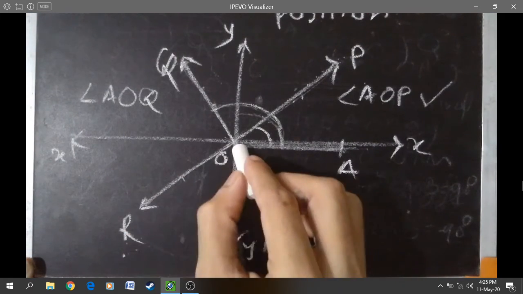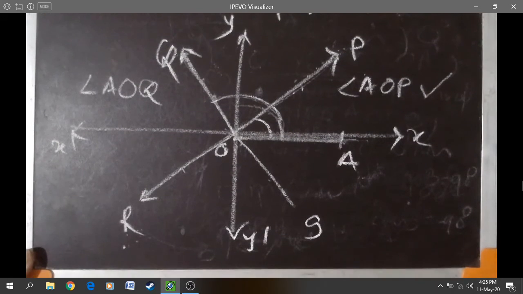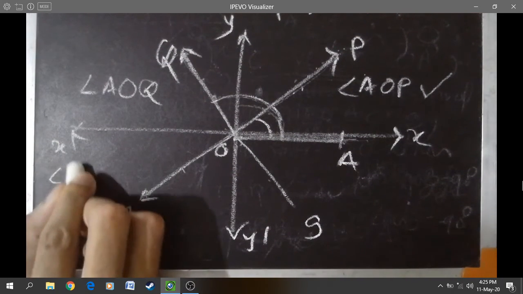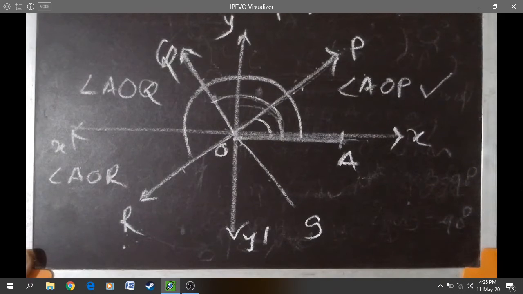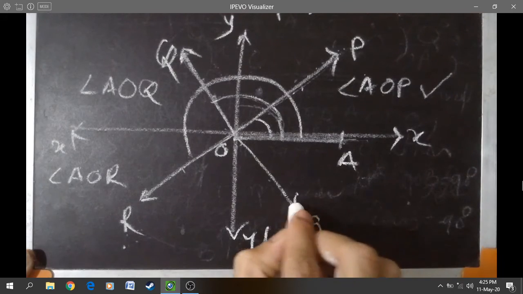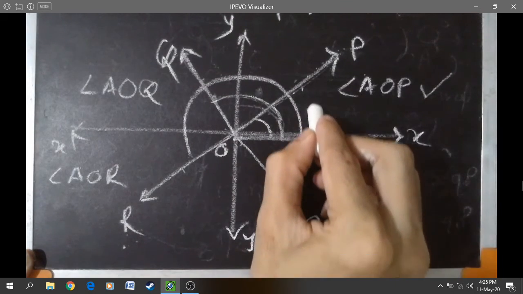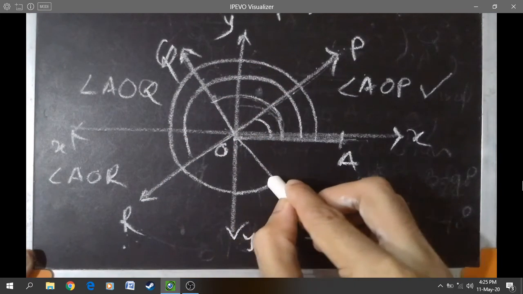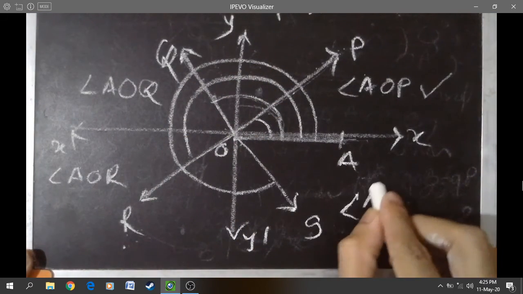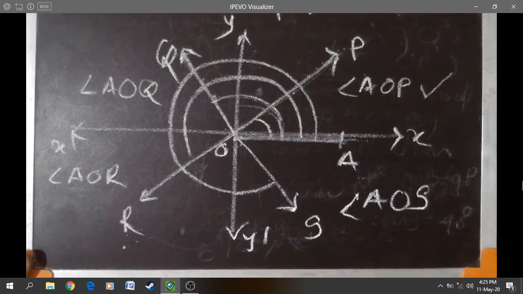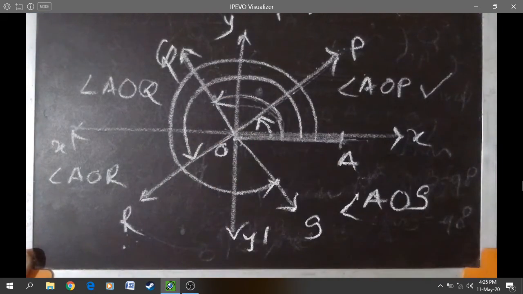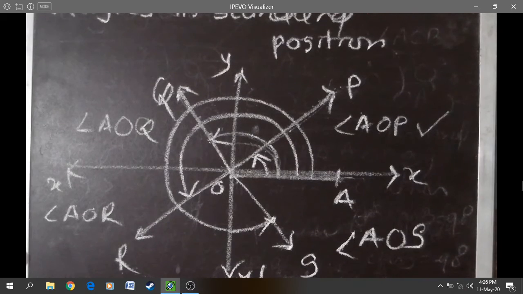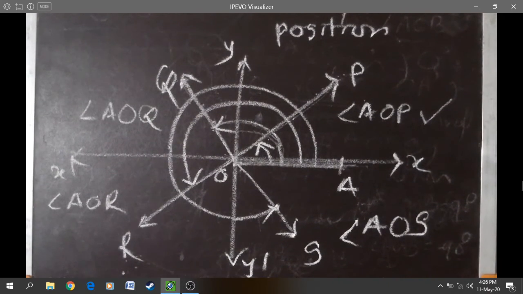So OR is a terminal ray. So what is the angle now? Angle AOR. This one is the third angle AOR, and this one is OS. So this one is our fourth angle, AOS. Okay. So these are the standard positions of our angles in the coordinate system.